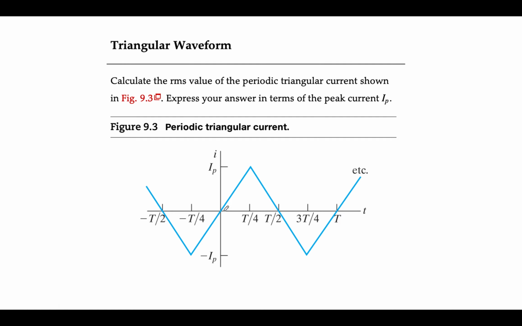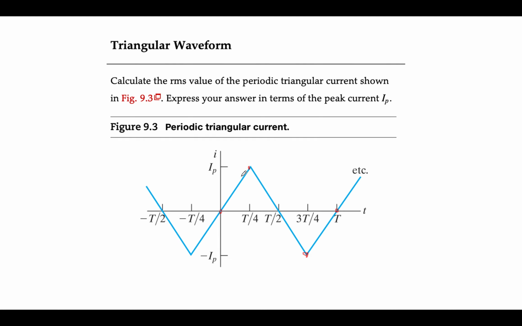That would mean that I would have to take this function from here to here, square it, and integrate from 0 to t over 4. And then I'd have to take it from here to here, square it, and integrate from t over 4 to 3t over 4. And then I'd have to write an equation for this line from 0 to t. However, notice that basically this is the same function. It's just that one segment of it has a negative slope.